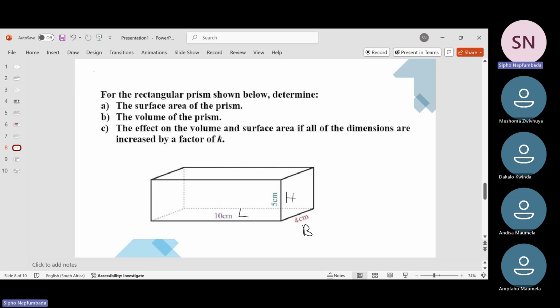What you can do, you can even label like this if you feel like you'll be confused. But also you can write that L equals, H equals, B equals, if you feel like you want to write it. It's not a must.